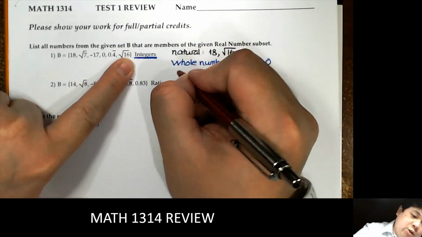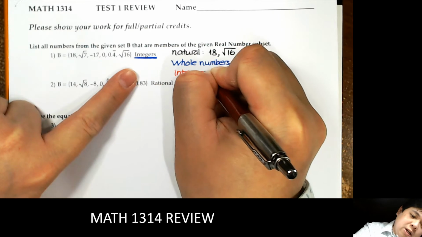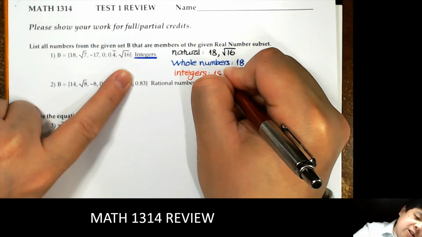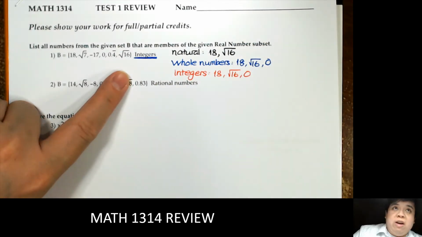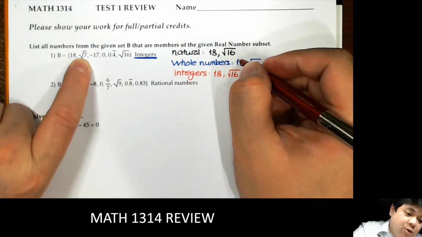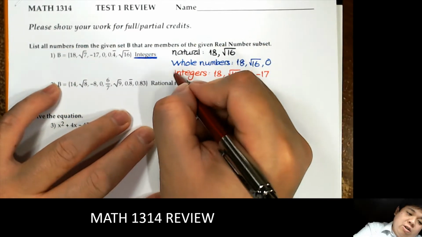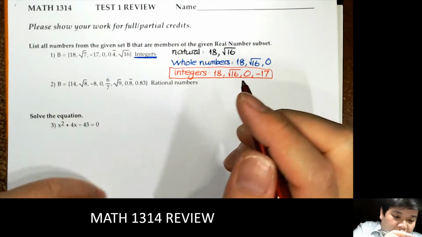And then we go to integers. Integers will be pretty much all the numbers we have here, except they could also be negative. They can be negative as well. So on this list we have negative 17. So integers are the set of those numbers.